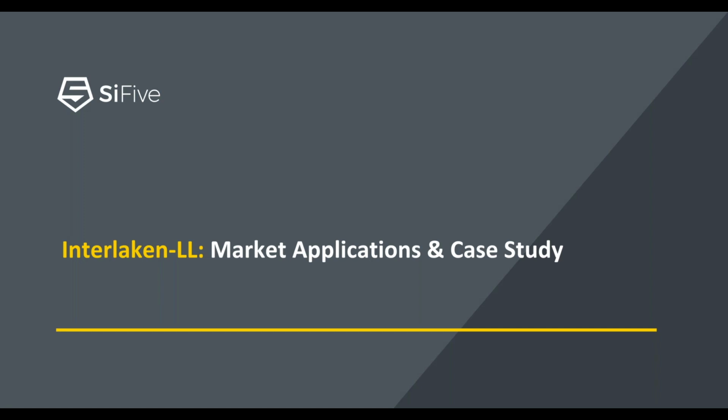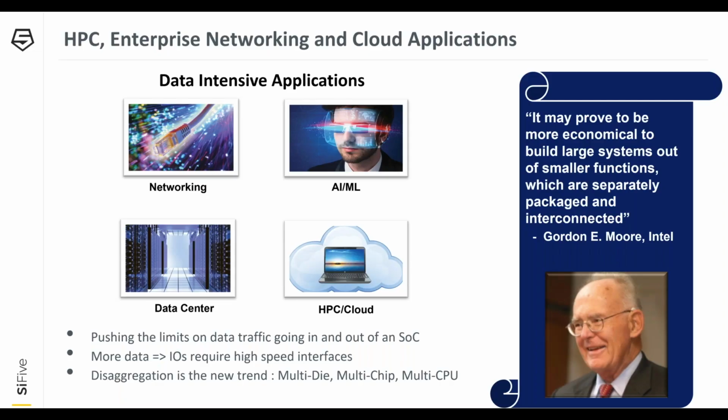I will be talking about some of the key applications and why Interlaken is the protocol of choice for these data-intensive applications. The applications that we are looking at are enterprise networking, AI, machine learning, data center, high-performance computing, and cloud. There is one common theme between all these applications, and that is more and more data. Now, when we implement an ASIC and SoC for this kind of application, it requires more data traffic going in and out of your SoC, which further requires high-speed interfaces. This is where Interlaken comes into play.